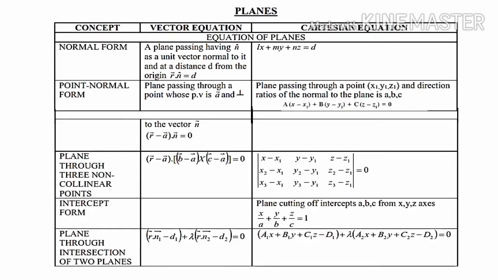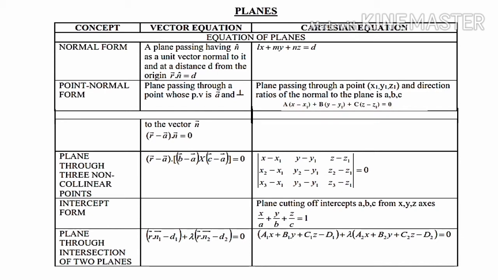First one we have learned, that is normal form. Vector equation is vector r dot unit vector n is equal to d, and the Cartesian equation is lx plus my plus nz is equal to d. Next one we have learned, point normal form, that is vector form vector r minus vector a dot vector n is equal to 0. Cartesian form is a into x minus x1 plus b into y minus y1 plus c into z minus z1 is equal to 0.